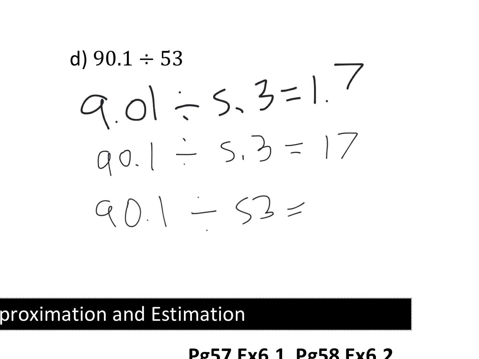5 fits into 90 about 17 times. 50 fits into 90 about how many times? Have a think about that too to make sure you're going the right way. We are dividing by something that's 10 times bigger, so it'll fit in 10 times less. So our answer is 1.7.